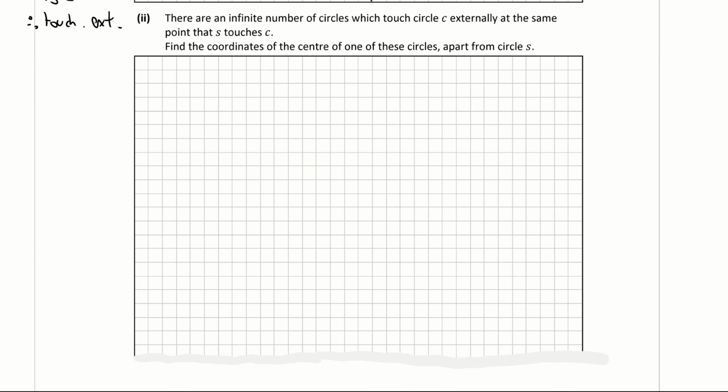So there are infinite number of circles which touch circle C externally at the same point that S touches C. Find the coordinates of the center of any of these circles apart from the circle S. So there's an infinite amount of circles we can have. Different ways we can do this question. First of all, though, let's just sketch what we have so we can visualize what they're asking us to do.